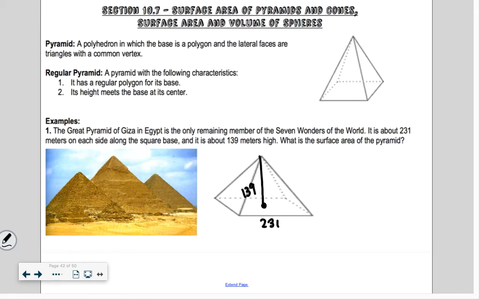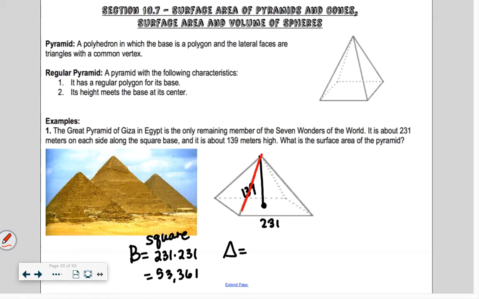So if we want to figure this out, we need to break it into its different pieces. We're going to break it into the base, which I'm going to call big B, and the base is a square. So the area of our square is going to be 231 multiplied by 231, 231 squared. That ends up being 53,361 meters squared. So we have that part. Now we have 4 triangles that make up the front side, the left side, the right side, and the back side. So we want to figure out the area of one of those triangles.